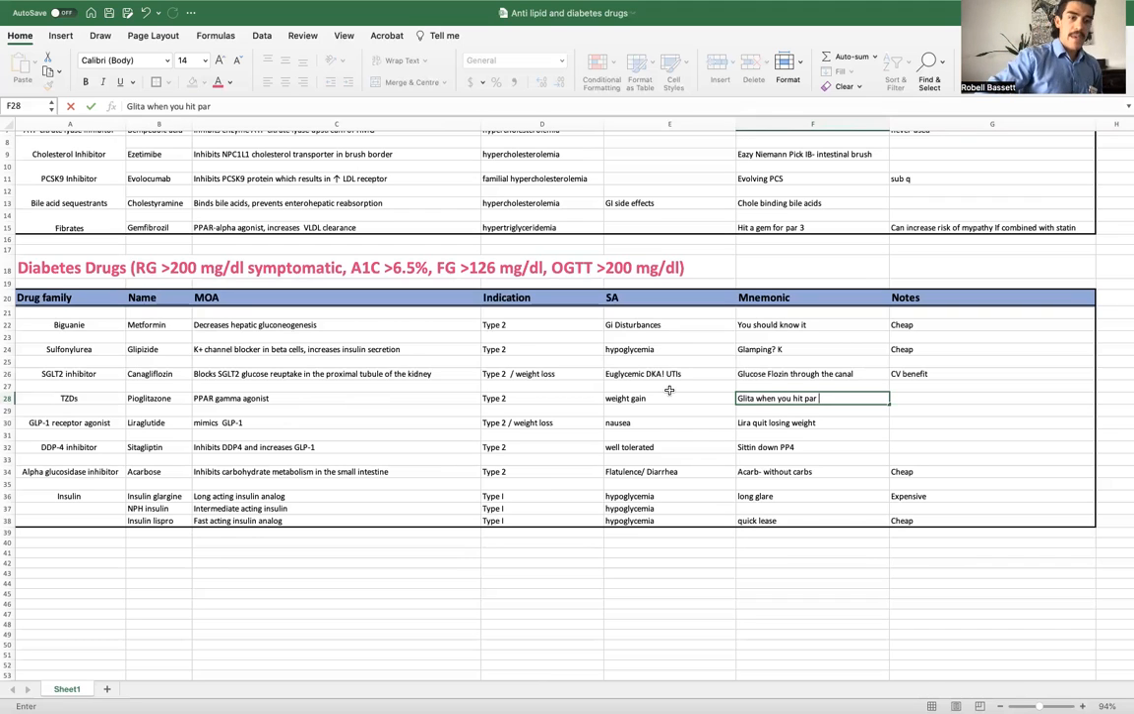The next drug is pioglitazone. Pioglitazone is the PPAR gamma agonist, kind of similar to our last mnemonic. It's a stretch, but pioglitazone, glitter when you hit par. You know, we're celebrating. You don't hit par that often in golf. Pioglitazone, glitter when you hit par. PPAR gamma agonist, this will reduce glucose as well, but is not used as often as the aforementioned drugs.